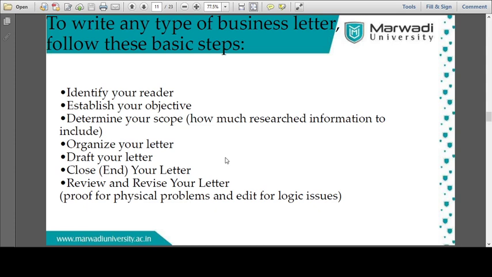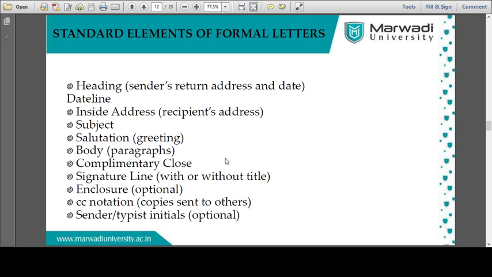Then after that, close your letter, which means the letter should be properly closed. How to close the letter and how to begin the letter, that we will see in our next slides. Then after that, review and revise our letter. It means we need to proofread for physical problems and edit for logic issues. We need to read and reread the letter before posting it, or before sending it to anyone.